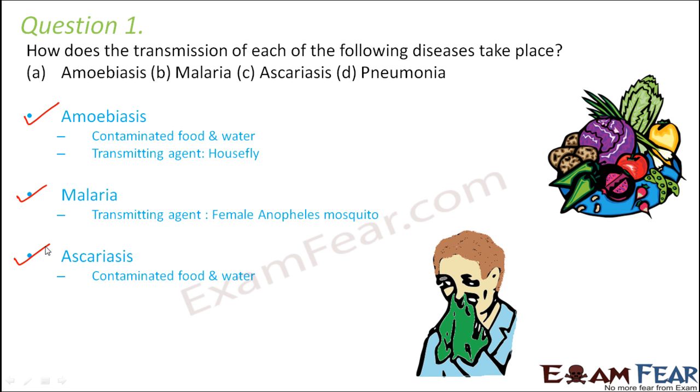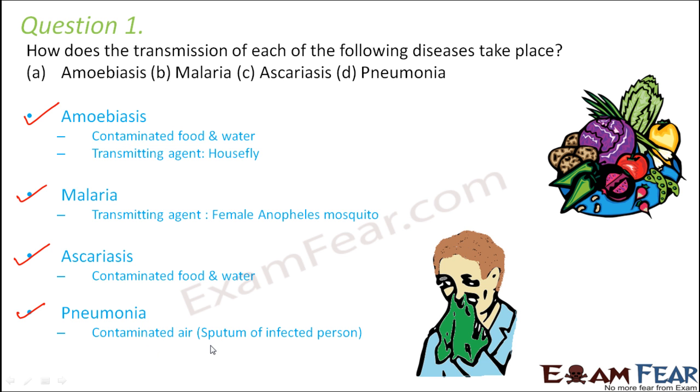Ascariasis. It is caused by the roundworm Ascaris, and this is also transmitted through contaminated food and water. Pneumonia. It is caused by bacteria and it is transmitted through contaminated air.